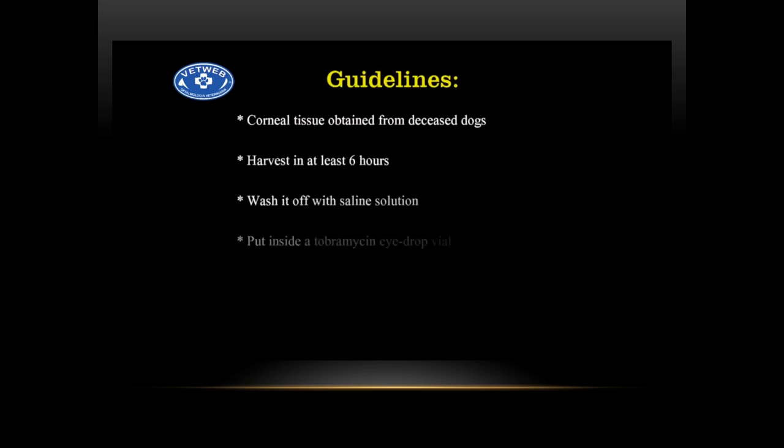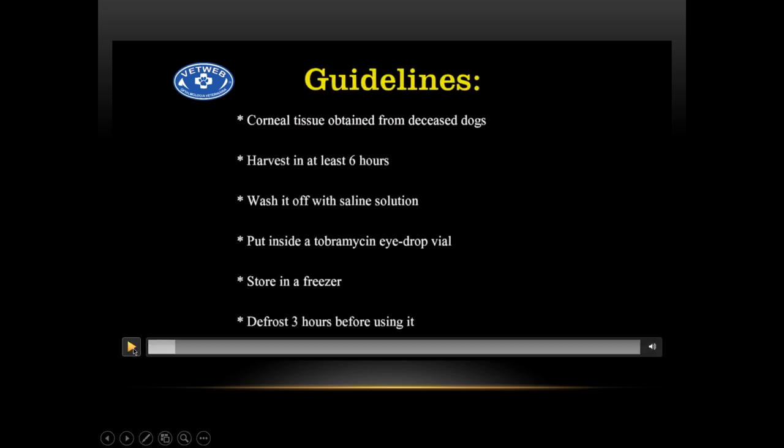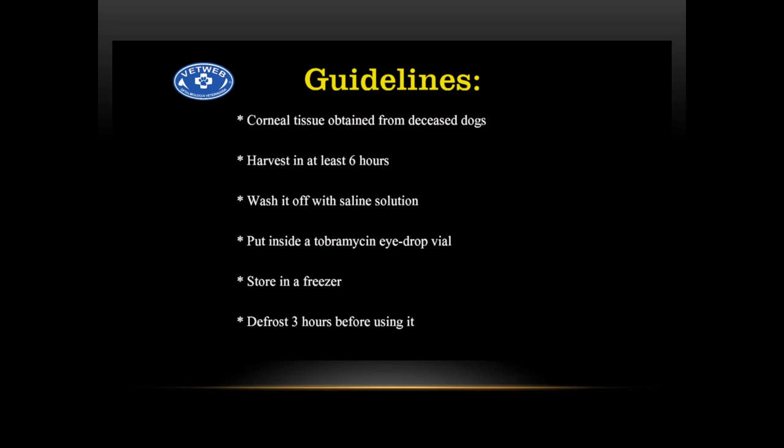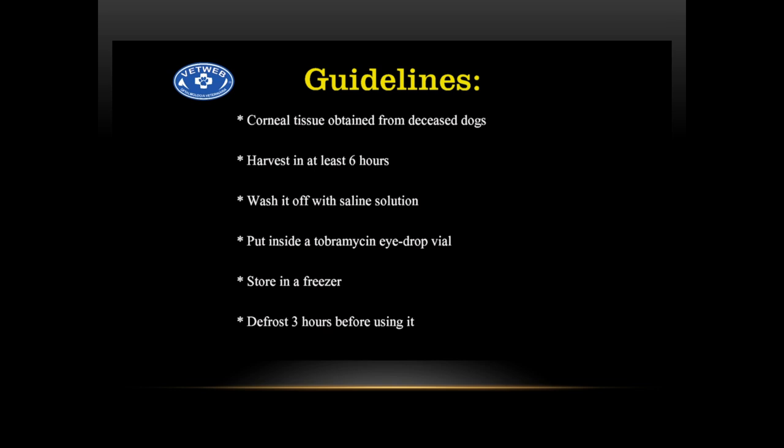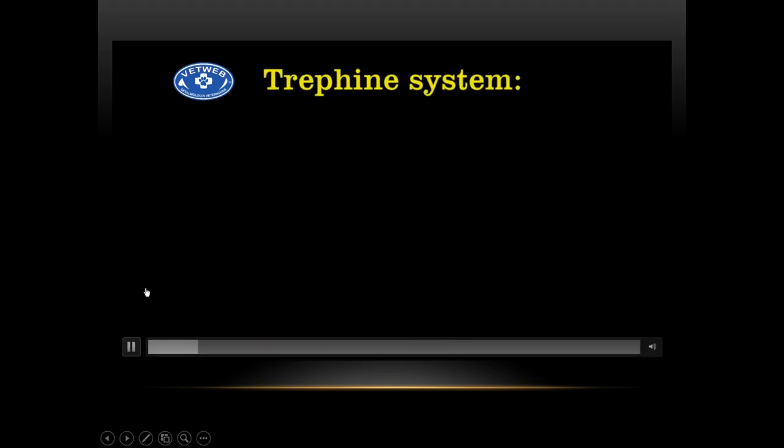So, guidelines for this procedure. Cornea tissues are obtained from deceased dogs, okay? And the cornea should be harvested within at least 6 hours. You wash off the cornea with saline solution, put it inside a tobramycin eyedrop vial, store it in a freezer, and you defrost it 3 hours before using it. It's very easy to obtain the donor tissue and to store it.